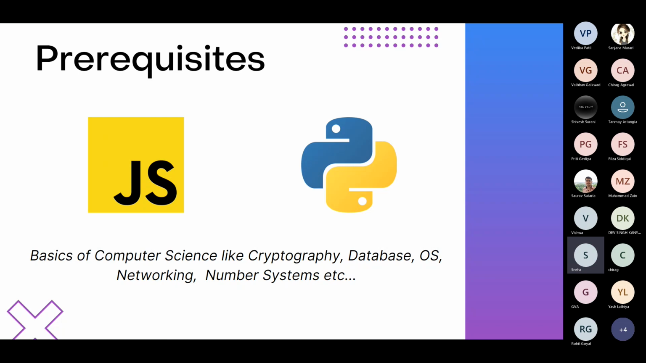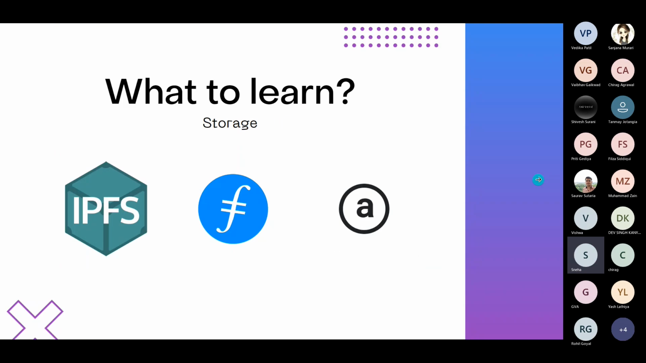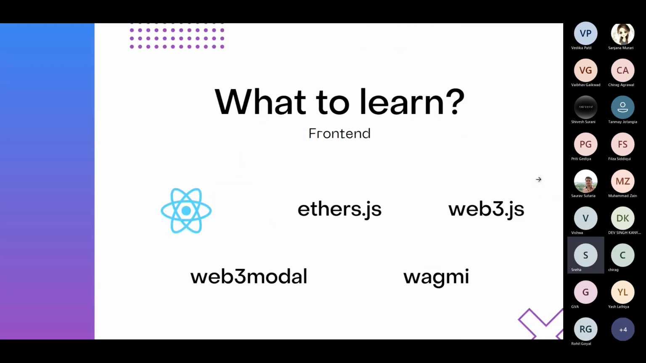Chirag, can we move to the Web3 front-end slide where we have these libraries listed? Yes. So if you look at the front-end roles, आपको normal React आना चाहिए, and उसके ऊपर ये Ethers.js, Web3.js, Web3 Modal, Wagmi, these are all libraries on JS. These are all used to interact with smart contracts. Basically on Web3, backend जो है वो smart contract होता है.